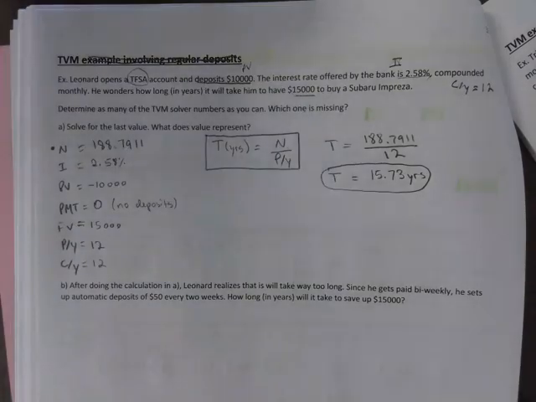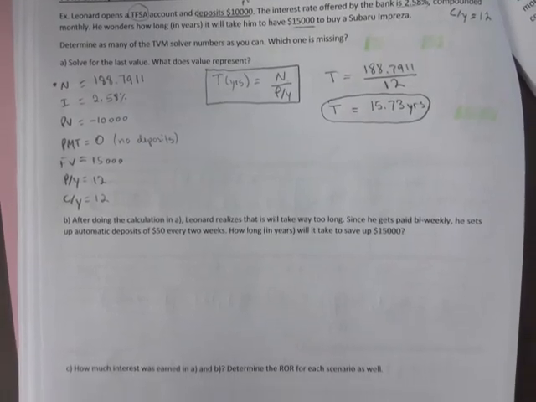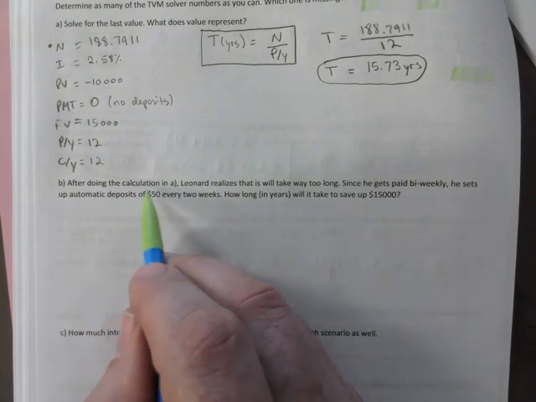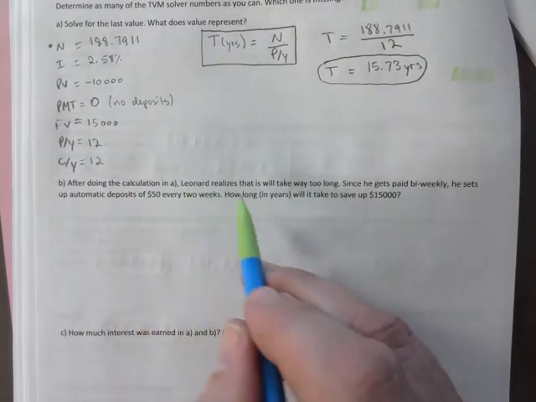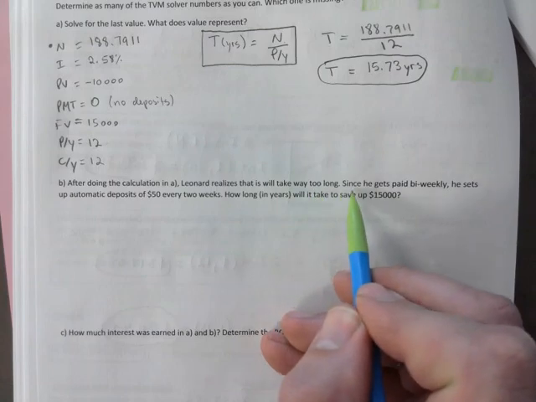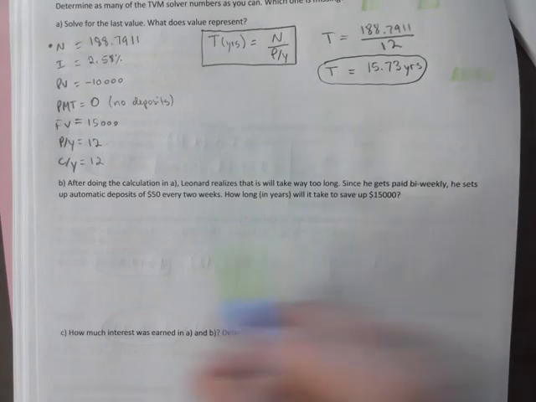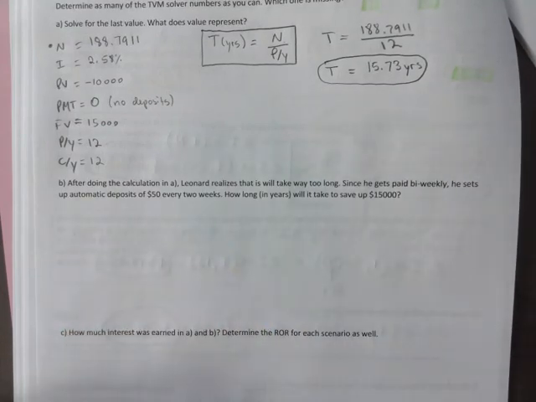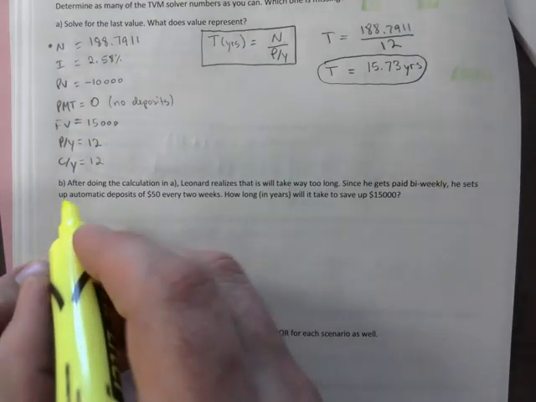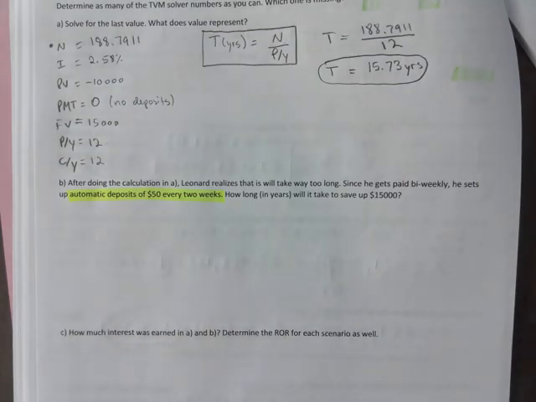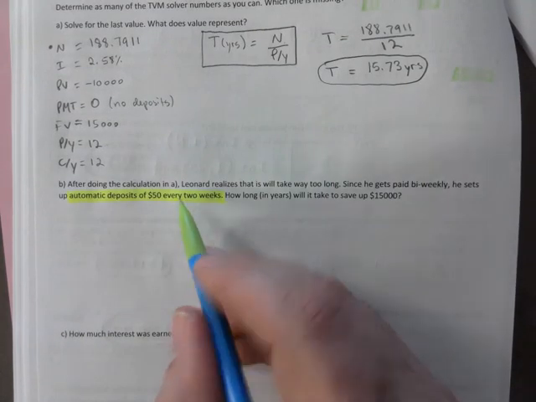And we're running a little out of time, but we'll try this one here. This is where the deposits come in. After doing the calculations in A, Leonard realizes that it will take too long, right? 15 years is just too long. Since he gets paid bi-weekly, he sets up automatic deposits. Highlight that part. There are automatic deposits every 2 weeks. How long in years will it take to save up $15,000 under this new addition here?